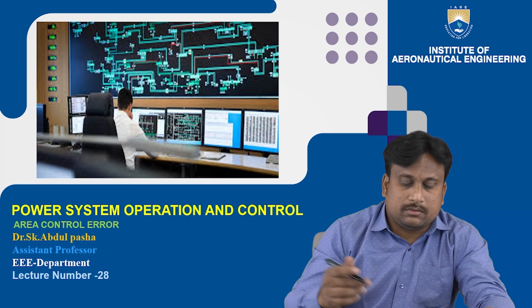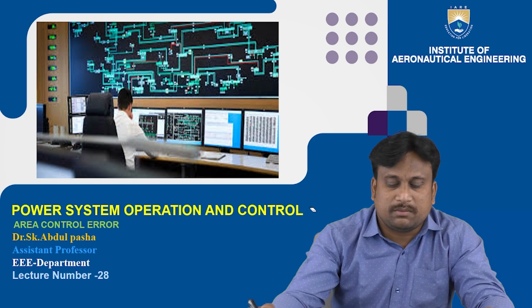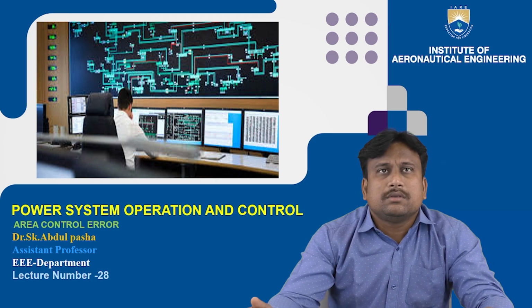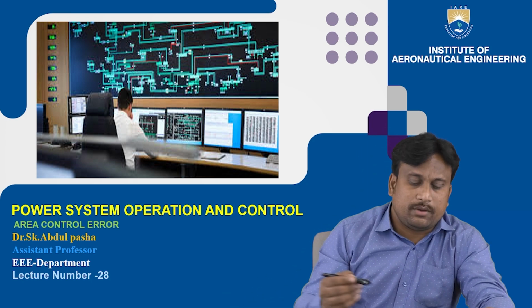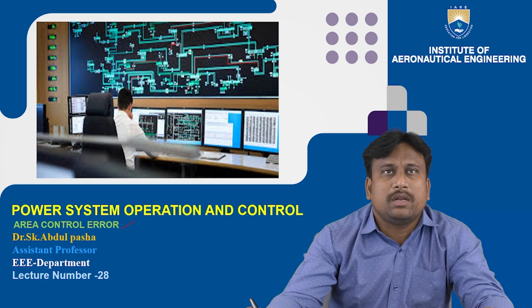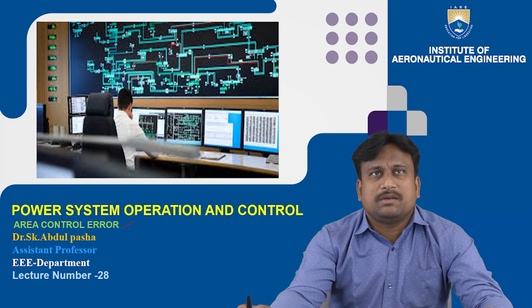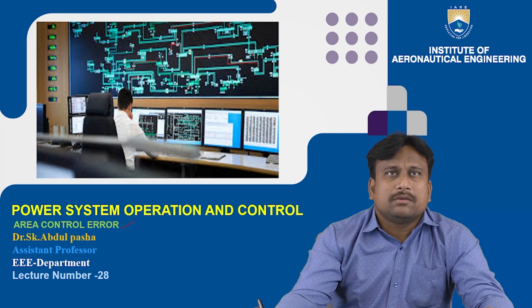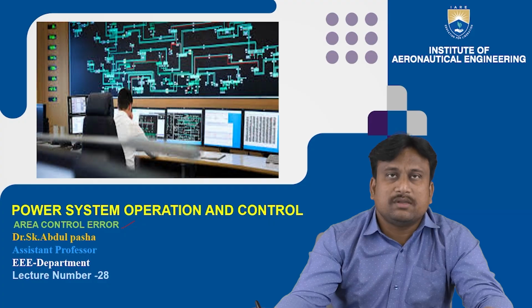So here, this is a course about power system operation and control. Today we are going to discuss the topic called area control error. What is the concept of area control error, and how will it influence the parameters of the power system network? That we will see today.